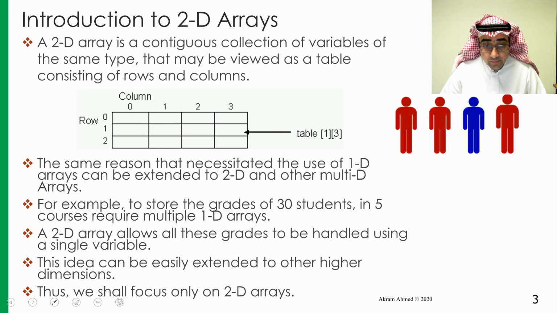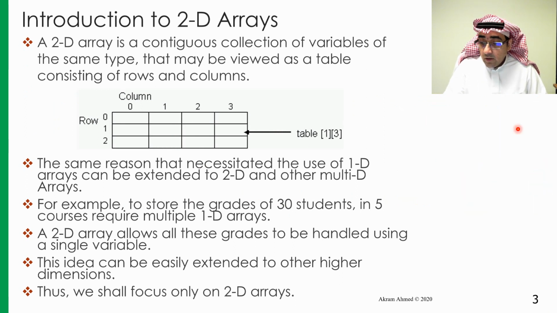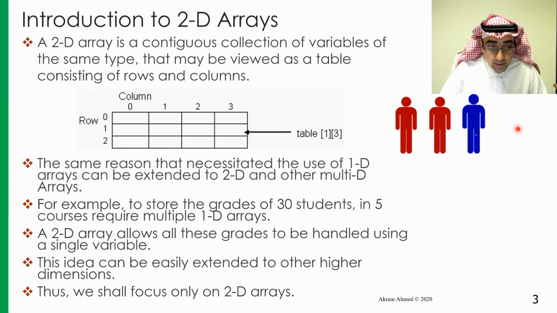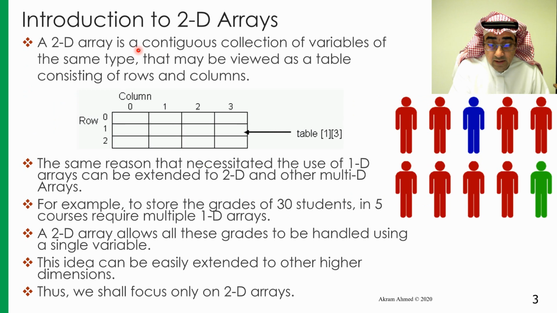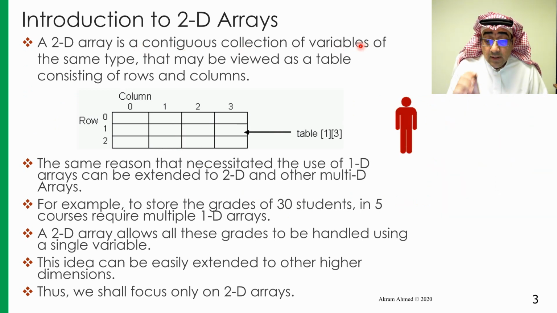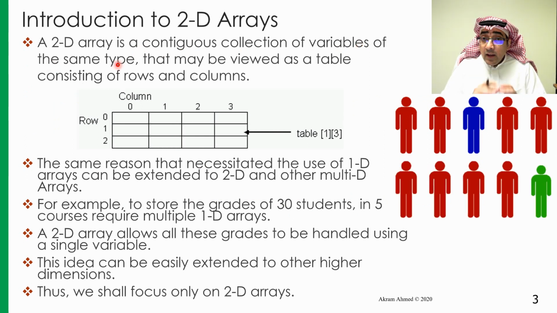So let's start. As you can see in the picture shown over here, a 2D array is nothing but an arrangement of anything into rows and columns. And as the name suggests, the 2D array in C is a contiguous collection of variables of the same type, just like the 1D array. It can be only of the same type. 2D array is the same thing.